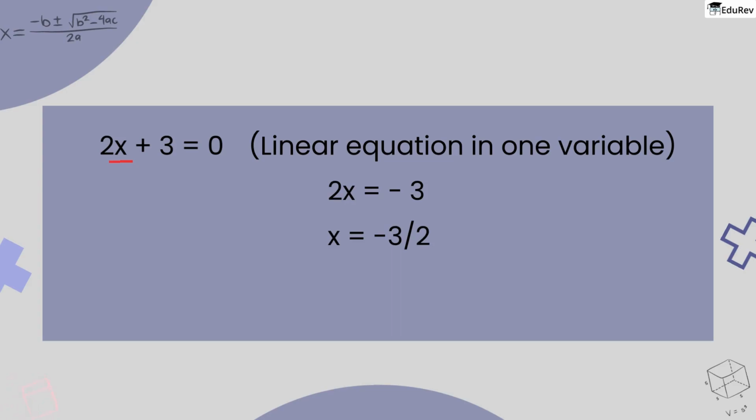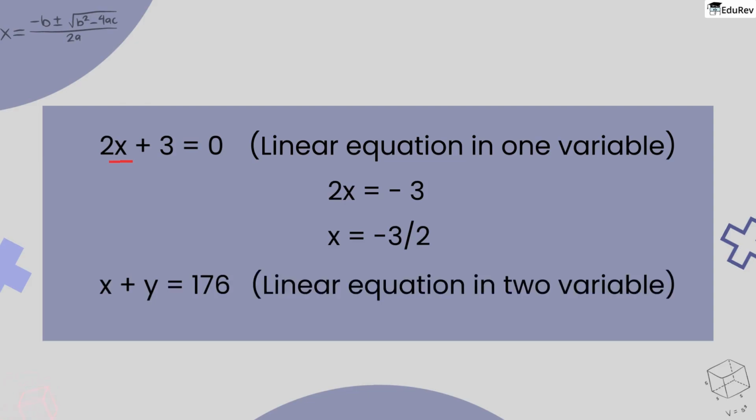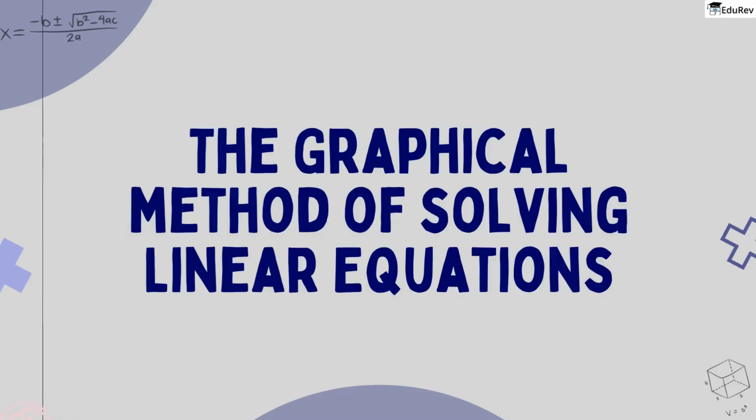Now students, can you tell what this is? Yes, this is also a linear equation, but this equation has two variables, x and y. So it is called a linear equation in two variables. You learned about the solutions of these equations in your earlier classes. In this video, we will learn about another method, which is the graphical method of solving linear equations from the chapter Pair of Linear Equations in Two Variables.